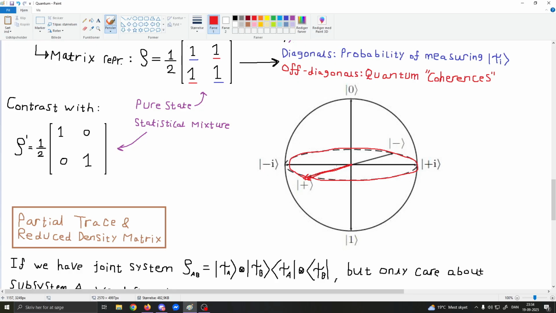I hope this makes sense. Basically, it's this aspect about the vector describing whether or not it's a quantum state or a statistical mixture based on its length.